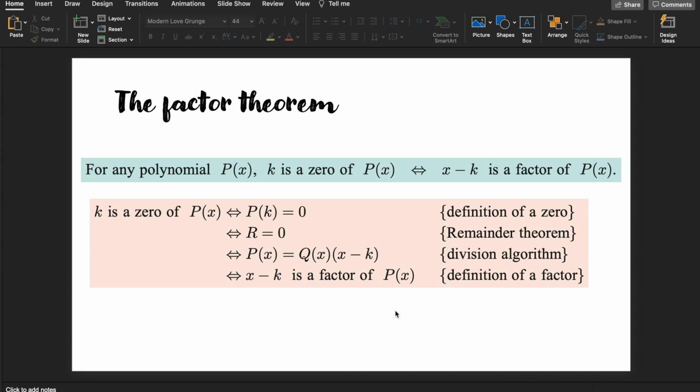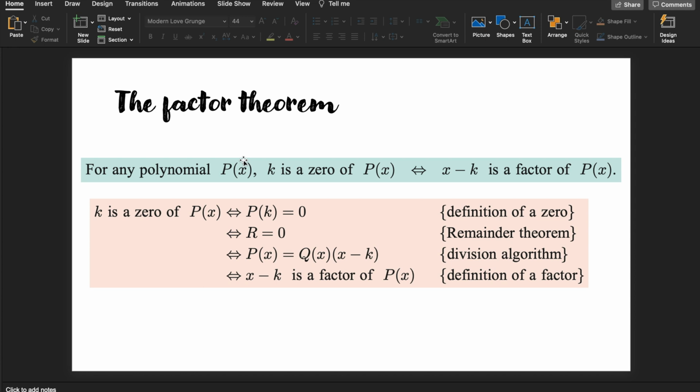Now let's look at the next topic in polynomials. So this is the factor theorem. It's somewhat related to the remainder theorem. So let's look at what it is actually. For any polynomial p of x, if k is a 0 of p of x, that implies that x minus k is a factor of p of x.